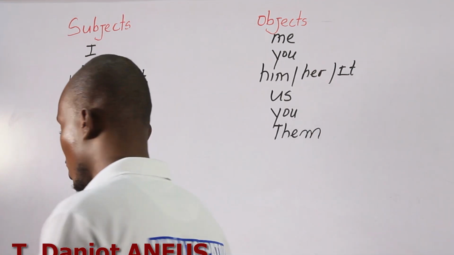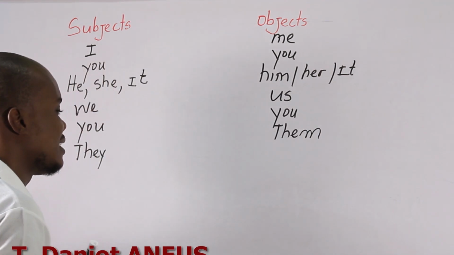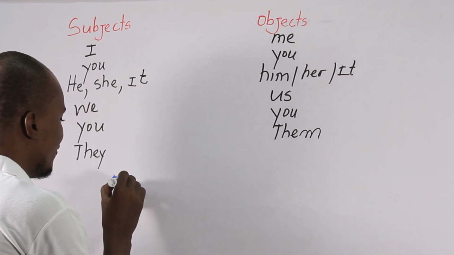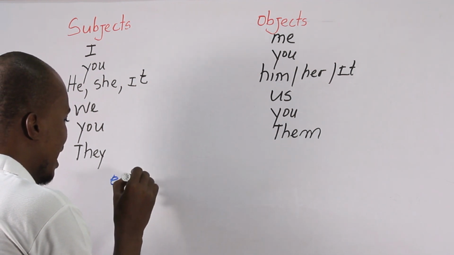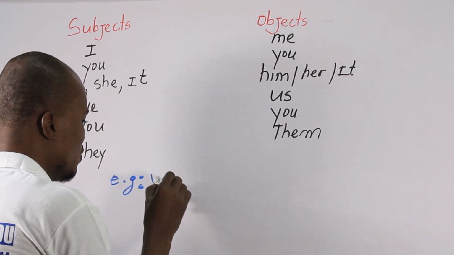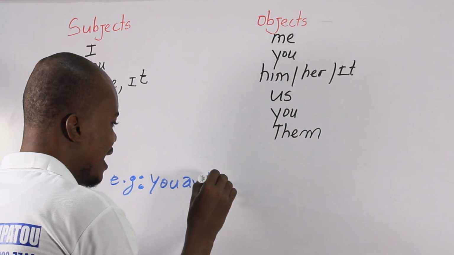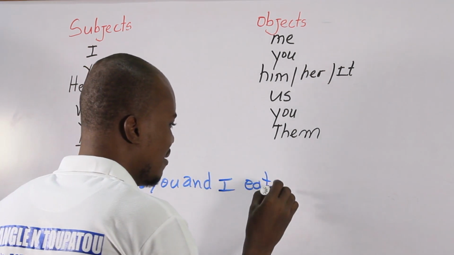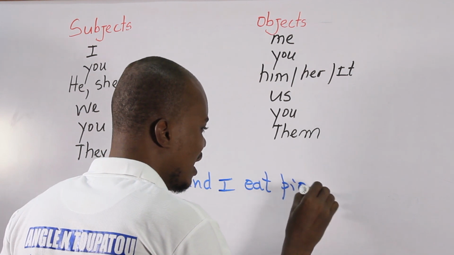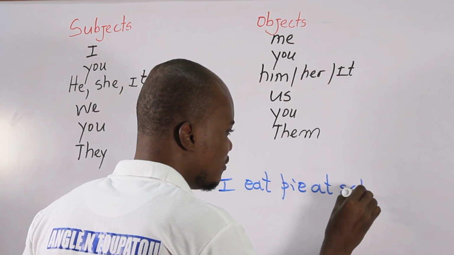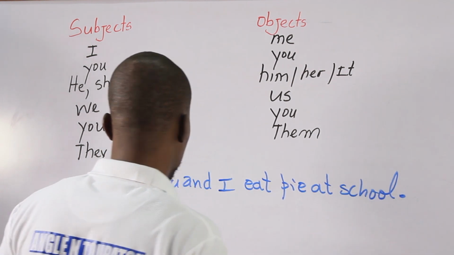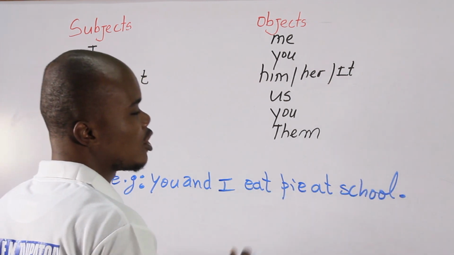But talking about you and I and you and me, let me give you an example to understand. For example, I say, you and I eat pie at school. You and I eat pie at school.